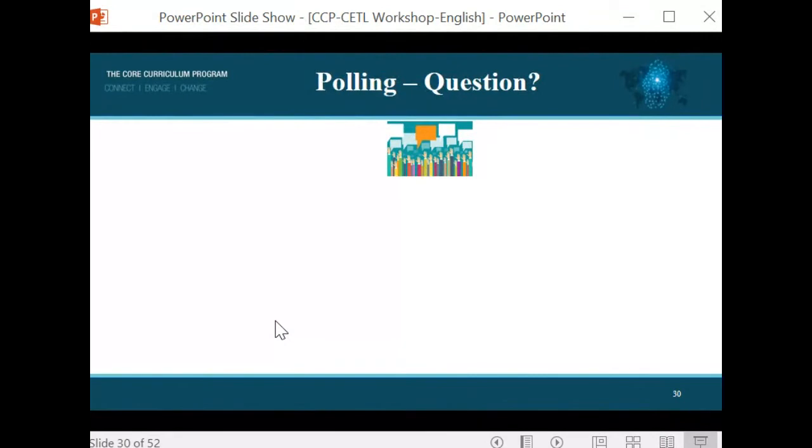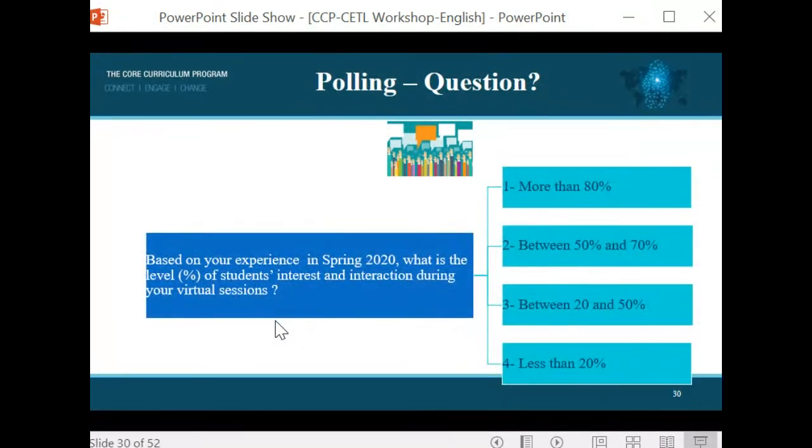Before answering this question, let me have your opinion on the following. We'll do the same polling question now. Based on your experience in spring 2020, what is the level of students' interest and interaction during your virtual session? Was it one, more than 80%, two, between 50 and 70%, three, between 20 and 50%, or four, less than 20%? Let me prepare the polling that will appear. Okay, we have start.